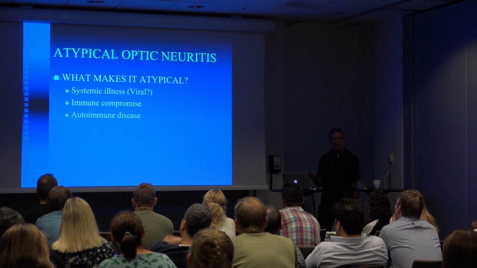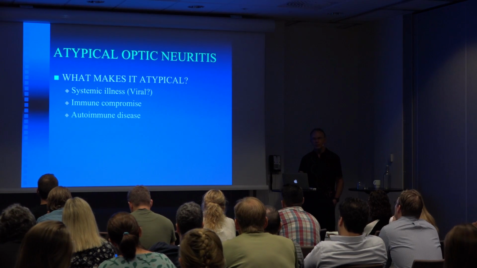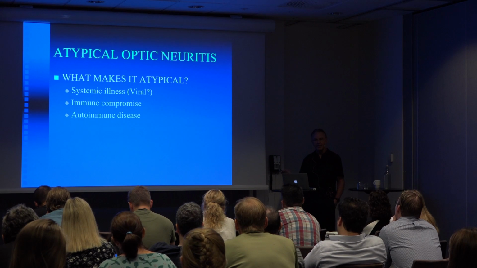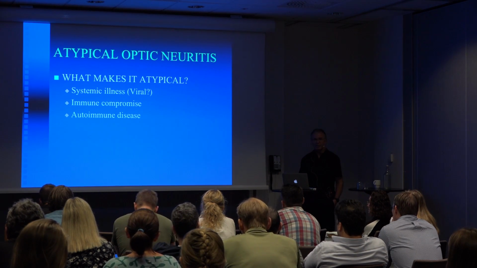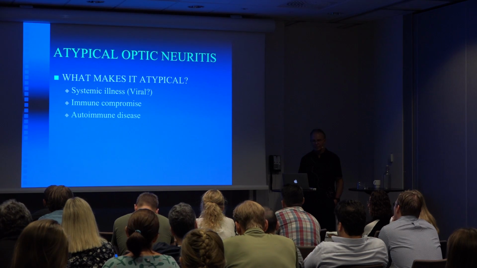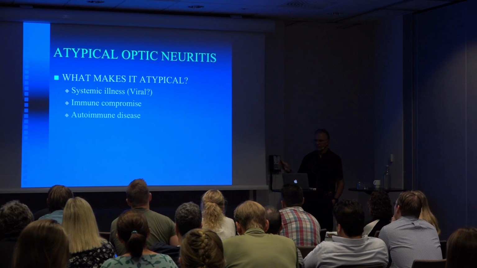If they've got a systemic illness, they had a viral illness, either during the optic neuritis or a couple of weeks before the optic neuritis, bilateral onset as well. You might think this is a post-viral or viral-related optic neuritis rather than MS. If they're immunocompromised, if they have autoimmune disease, lupus, for example, different ballpark.